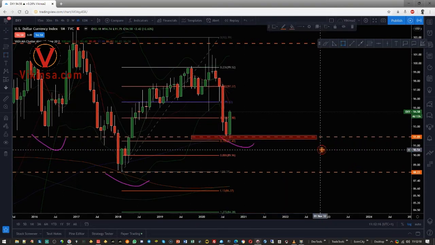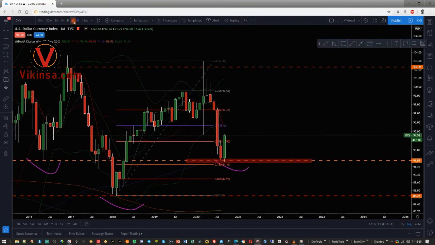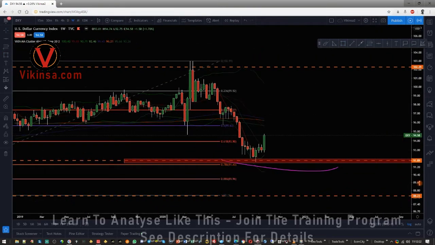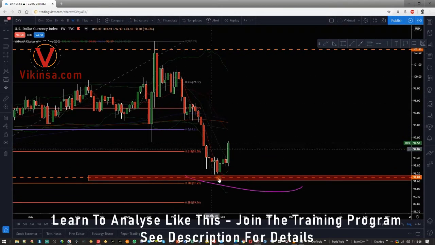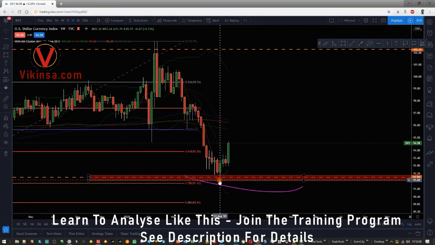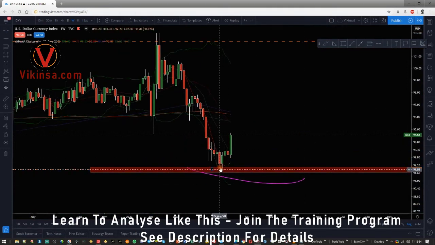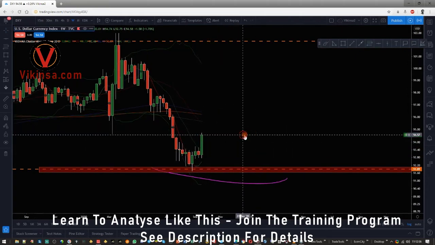Okay, now let's go down to the weekly time frame. And what we can see that market has created an M pattern here, right? This is an ugly looking M pattern, but nonetheless this is an M pattern, and when M pattern completes, the market is supposed to go up. So we were looking for a bullish opportunity here, right?